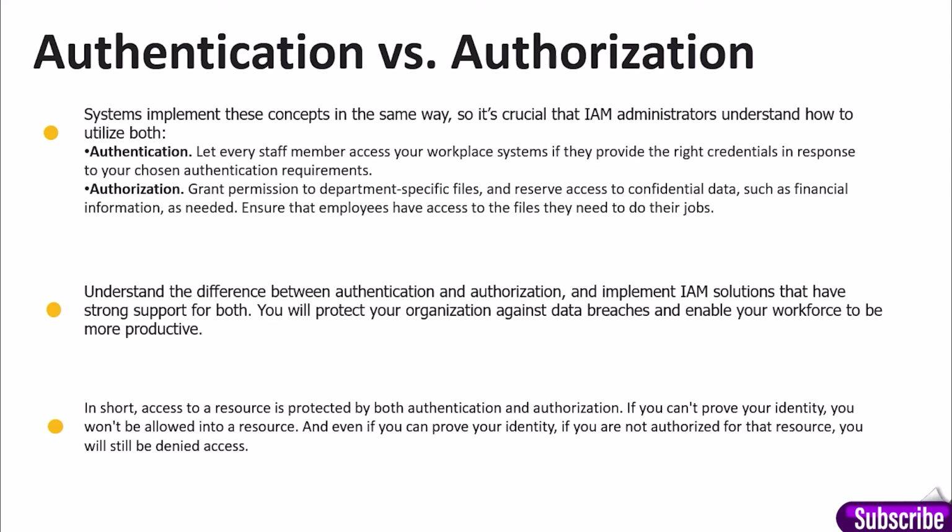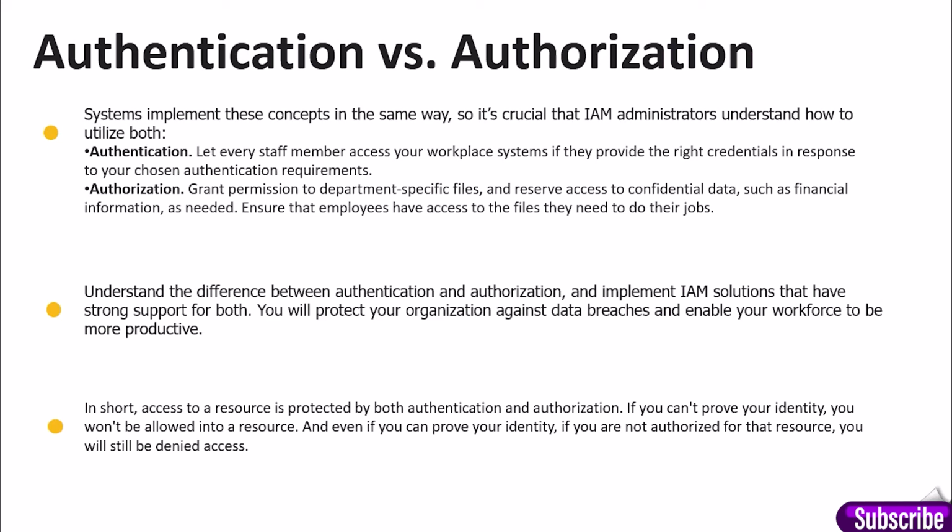Systems will implement these concepts in the same way, so it's crucial that the IAM administrator understands how both will be utilized. For example, authentication lets every staff member access your workplace system if they provide the right ID credential in response to your chosen authentication requirement. Authorization grants permission to a department for a specific file and reserves access to confidential data such as financial information as needed, which ensures that the employees have access to the files they need to do their job. Understand the difference between authentication and authorization and implement IAM solutions that have strong support for both. You will protect your organization against data breaches and enable your workforce to be more productive.